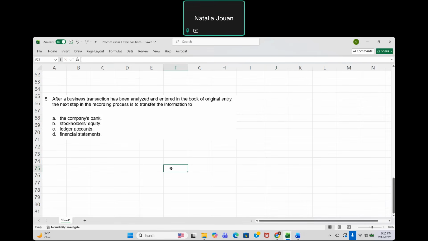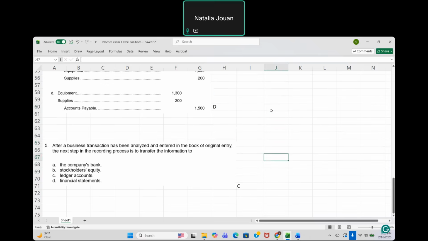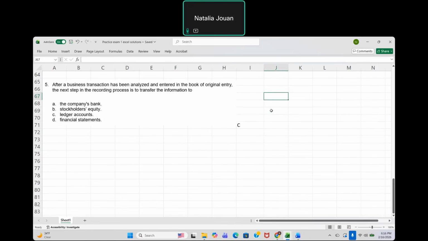After a business transaction has been analyzed, step number 1 in the accounting cycle, then we go into step number 2, which is recording in the journal, the original book of entry. That's step number 2. What's step number 3? We're going to post to the ledger. So C is the correct answer. Yeah, C is the correct answer. We're posting to the ledger.